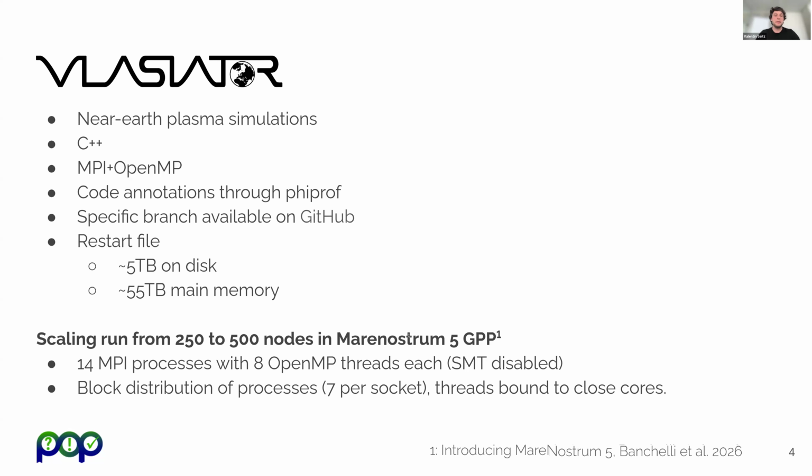We did a very similar setup to the production run they used. So we used 14 MPI processes with 8 OpenMP threads each, bound to the 2 sockets, so 7 per socket. And basically the threads were pinned to the cores in the same NUMA domain. SMT is disabled. In the production, they run with SMT enabled. We disabled it because we didn't see any benefit on our machine. They used an AMD machine, we used an Intel machine. There might be some differences there.